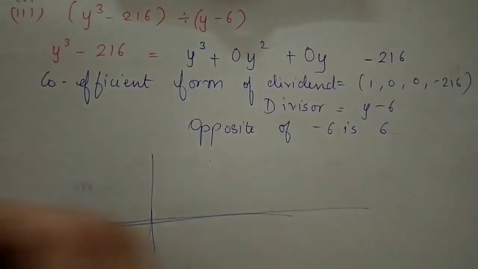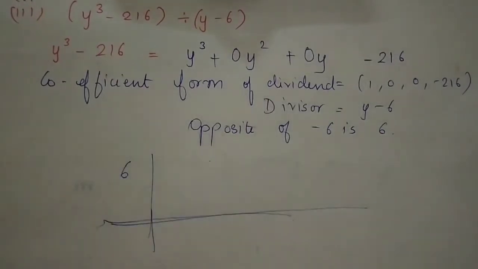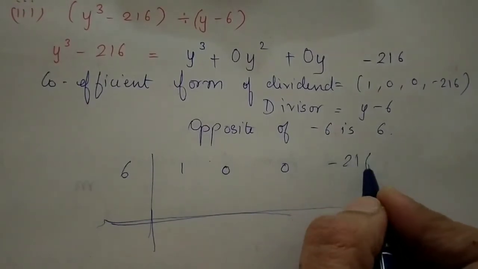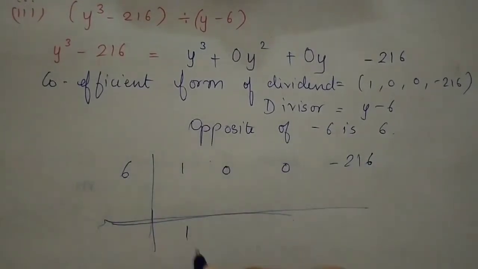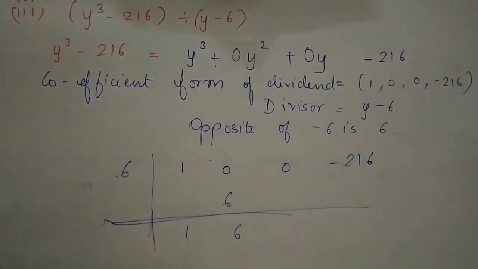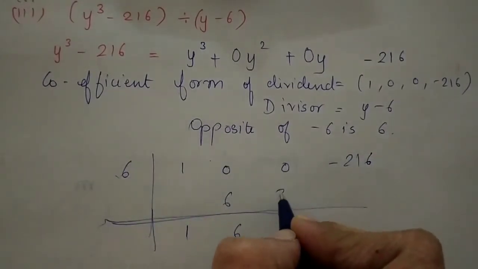Okay. How do we divide them? First of all, we place this 6 here and we write down these coefficients inside: 1, 0, 0, minus 2, 1, 6. Now, the first number we always write like this. 6 ones are 6. 0 plus 6 is 6. 6 sixes are 36, which we'll write down here.